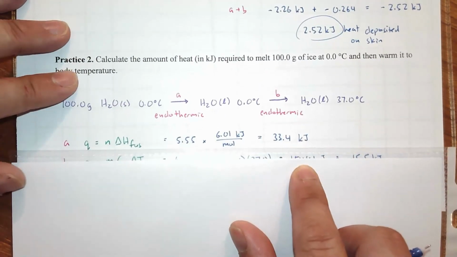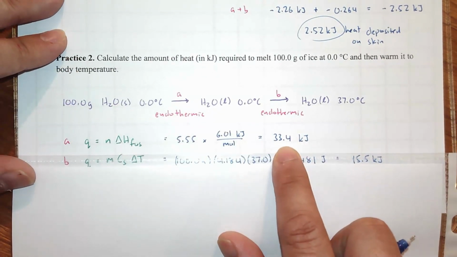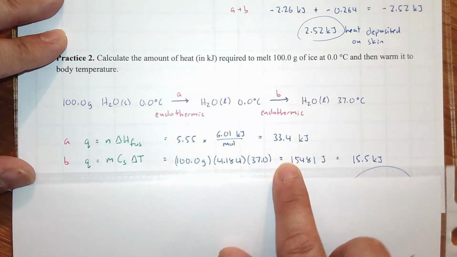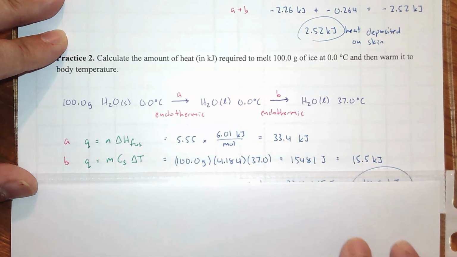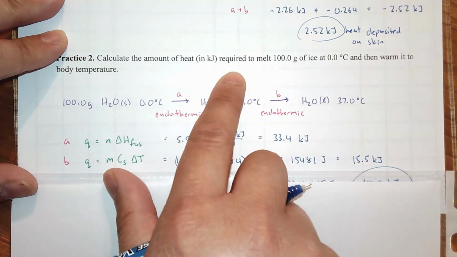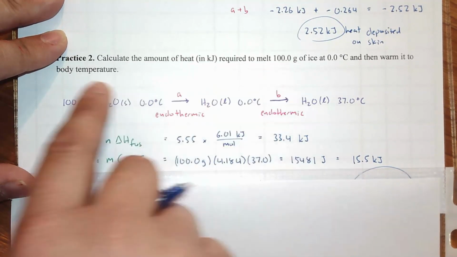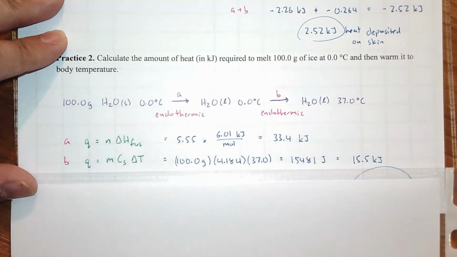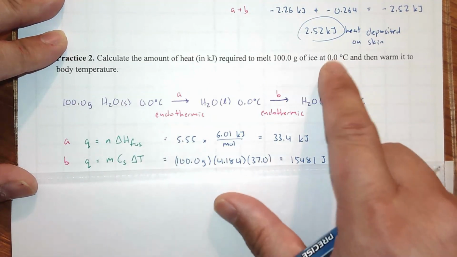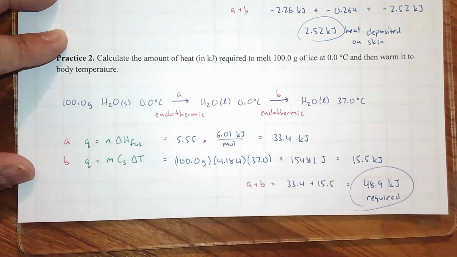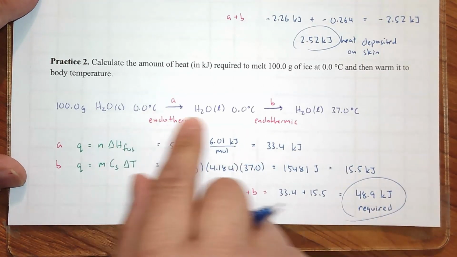Okay. And anyway, I have the first process. It absorbed 33.4 kilojoules of heat. In the second process, we're using Q equals mc delta T. It absorbs. So this is the amount of heat required to first melt and then warm it to body temperature. See, this term is now positive because the final temperature was 37, but the initial was 0. Okay. You add those two numbers up and you get the amount of heat required for these two processes added up.